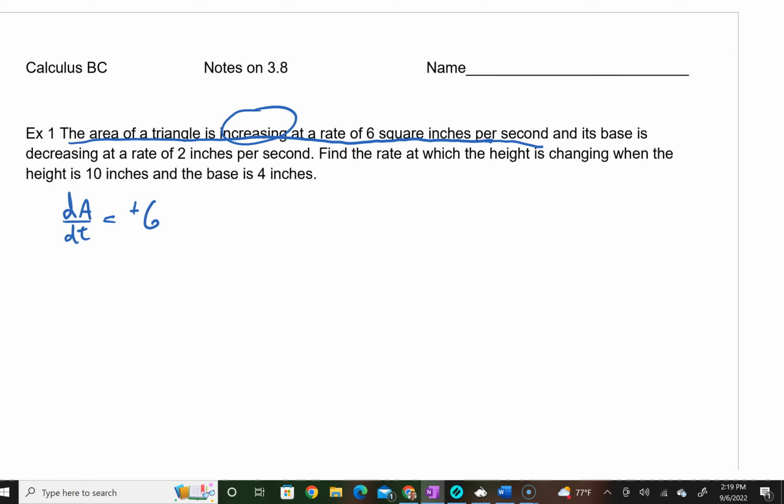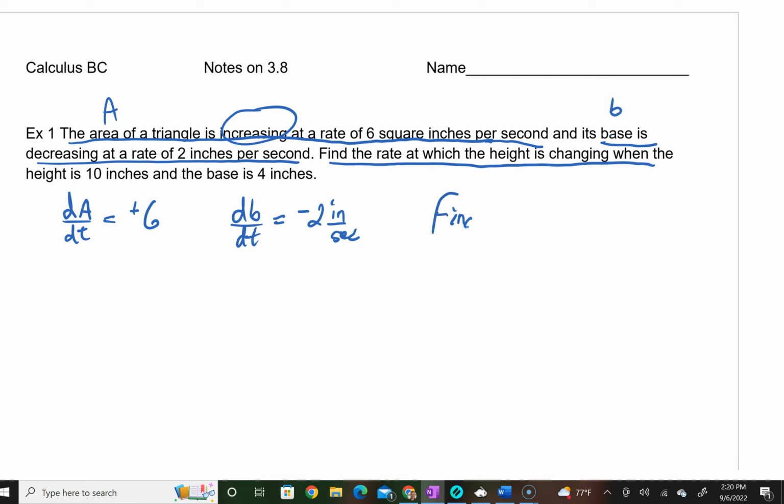Okay? The base of the triangle is decreasing at a rate of 2 inches per second. So base, maybe I'll call that B, area I'm calling it A. dB/dt, this is how my base is changing. I'm assuming it's a function of time, but it's decreasing, so it has a negative rate of change. Think of it this way. If we put in units, every second it loses 2 inches. It subtracts 2 from it. That describes the change.